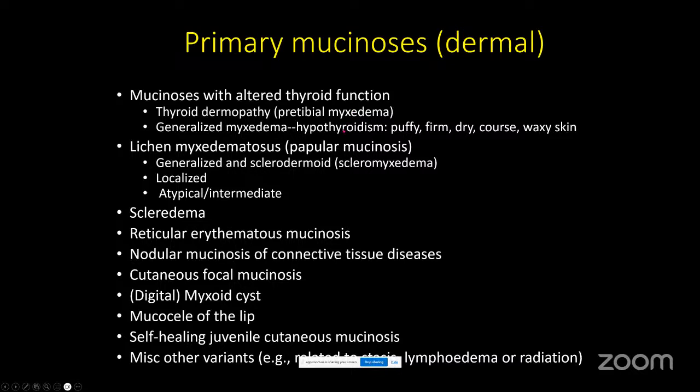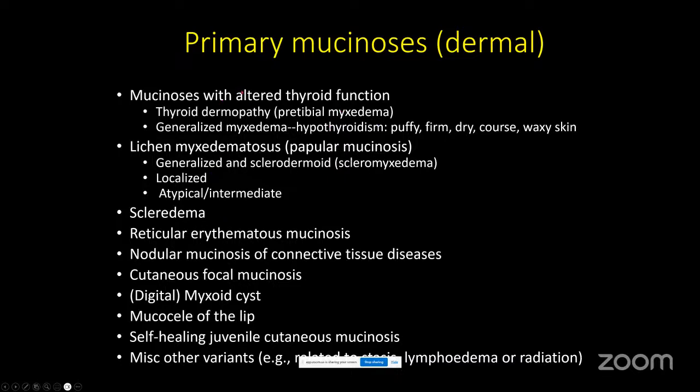Just to back up on the thyroid dysfunction, the thyroid dermopathy is a pretibial myxedema, which we usually get biopsies of. But people who have general hypothyroidism can have mucin deposition in their skin that's a little milder, and that clinically presents as puffy, firm, dry skin, sort of a puffy face. But I'm not going to talk about this today, I just want to mention it.